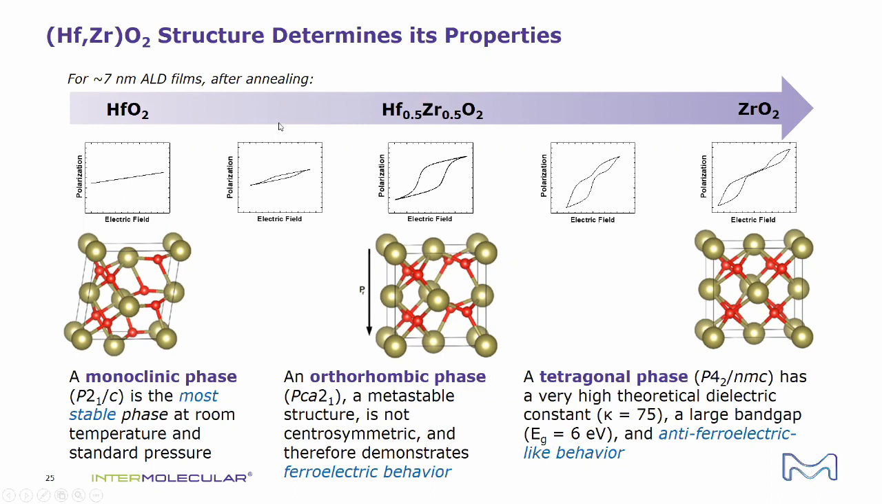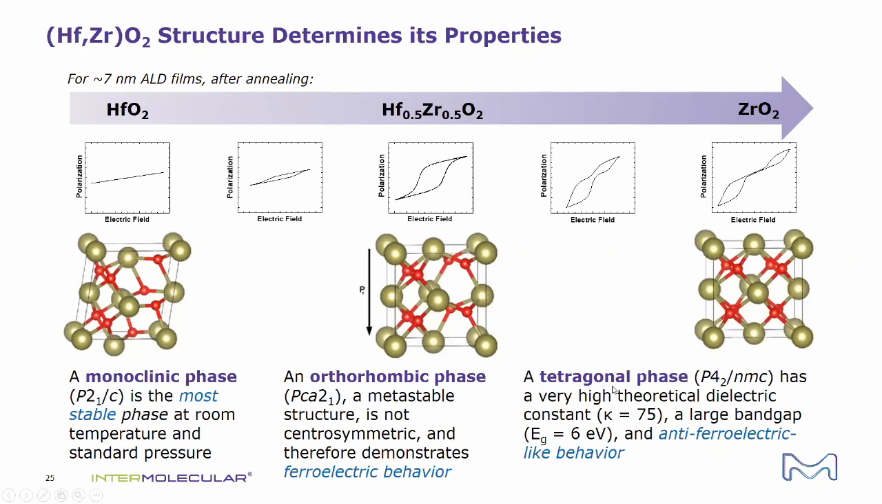As we start to include zirconium in the structure, once we get to about half and half hafnium oxide and zirconium oxide, we end up with this orthorhombic phase, which is non-centrosymmetric and demonstrates ferroelectric behavior. And this is the polarization curve for this composition, and here we see a nice ferroelectric loop. When we get more zirconium rich, we end up getting this anti-ferroelectric-like behavior, where we have a pinched ferroelectric curve at zero field, but we have some ferroelectric behavior at higher field.